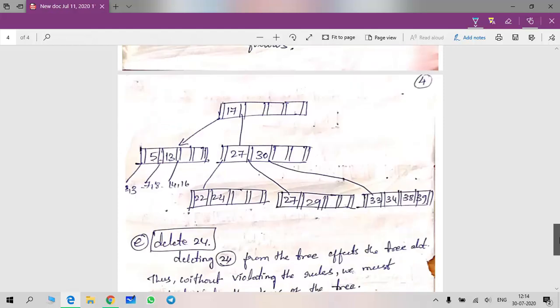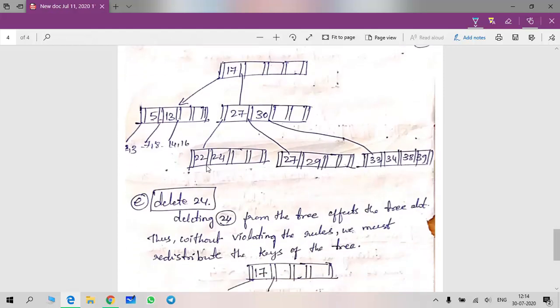Okay, so see here, you can see 22, 24 and 27. So to satisfy the rule that the left subtree must be lesser than the root and the right subtree must be greater than or equal to the root, we are placing 27 here, which is an equal value.